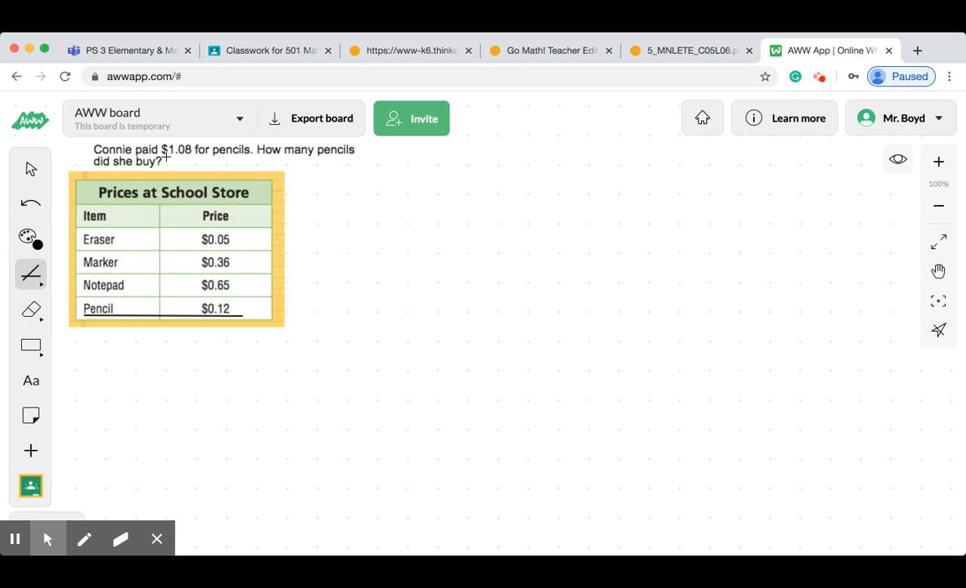And I know that she spent $1.08. So I have to think of a way. How can I figure out how many pencils she bought? So the way that I would solve this is I need to take her $1.08 that she spent, and I need to divide that by how much it costs for one pencil, and that'll help me figure out how many pencils she bought. So I need to divide that by 12 cents.